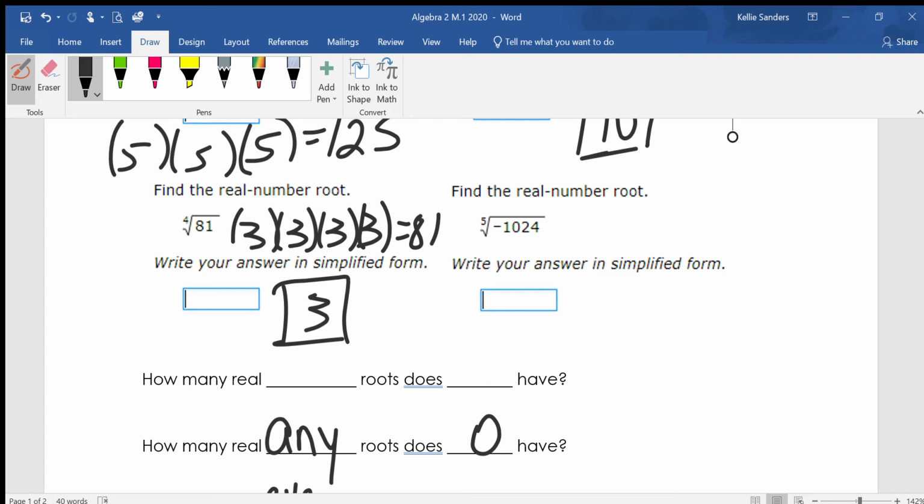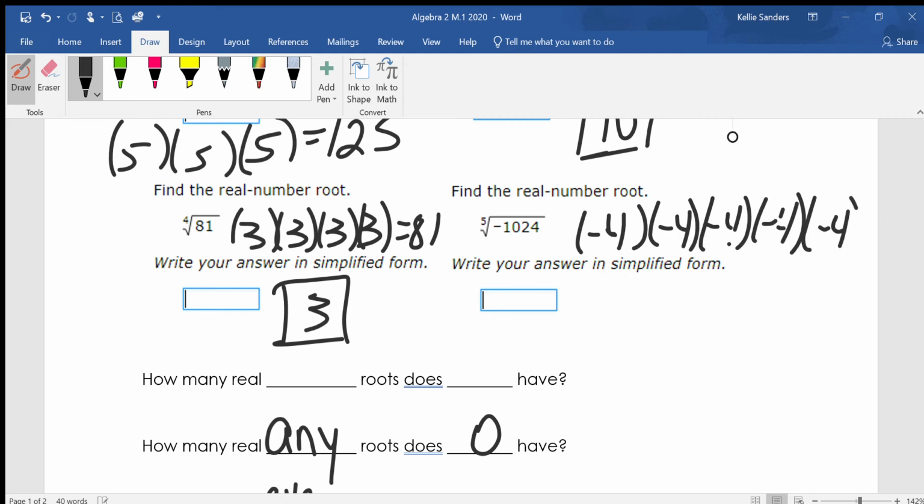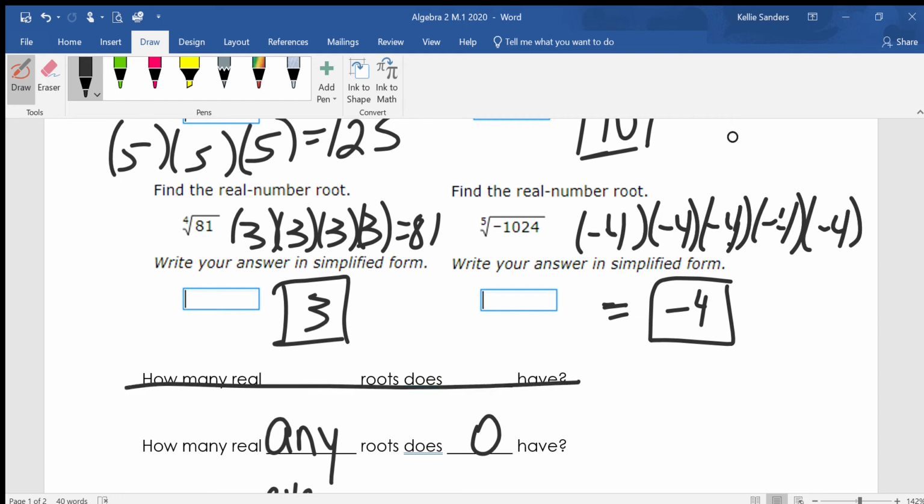Okay, so the fifth root of 1024 is -4. So -4 times -4 times -4 times -4 times -4. If you have 5 negatives and you multiply them together, what kind of answer are you going to get? A negative. So -4 five times would give you -1024. Okay, I left that one blank by accident.